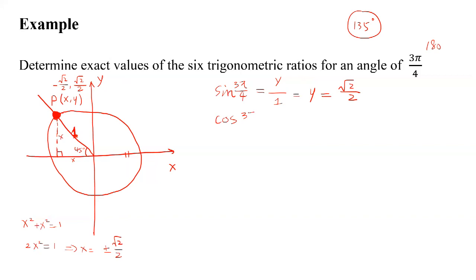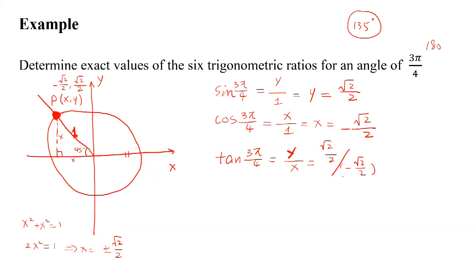Okay, next, cosine 3 pi over 4 is, according to the definition, the x coordinate over r. R is 1, right? Which is x. And we have already calculated the x coordinate of P is minus square root of 2 over 2, right? And tangent 3 pi over 4 is defined as y over x, which is square root of 2 over 2 divided by minus square root of 2 over 2, which is minus 1, right? Okay, so these are the primary trigonometric ratios.